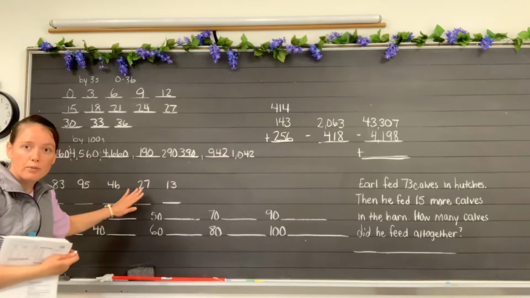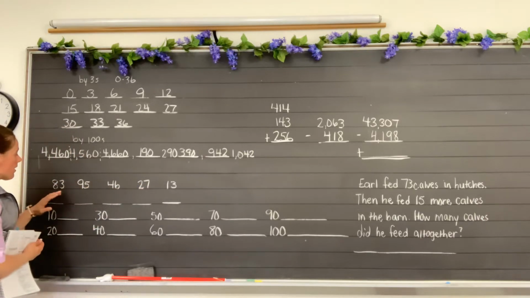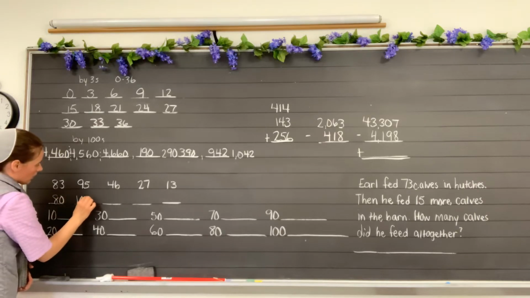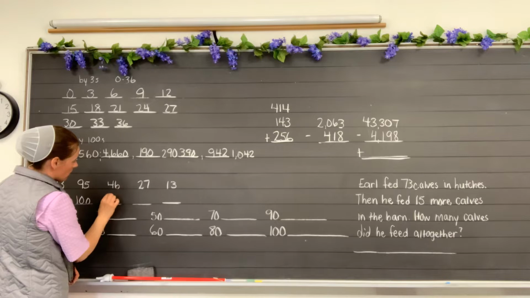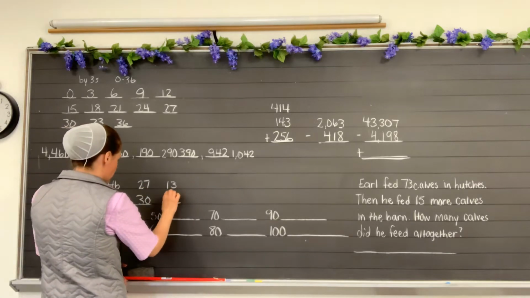And then here we have estimating the numbers to the nearest 10. 83 to the nearest 10 would be 80. 95 would be 100. 46 would be 50. 27 is 30. 13 is 10.